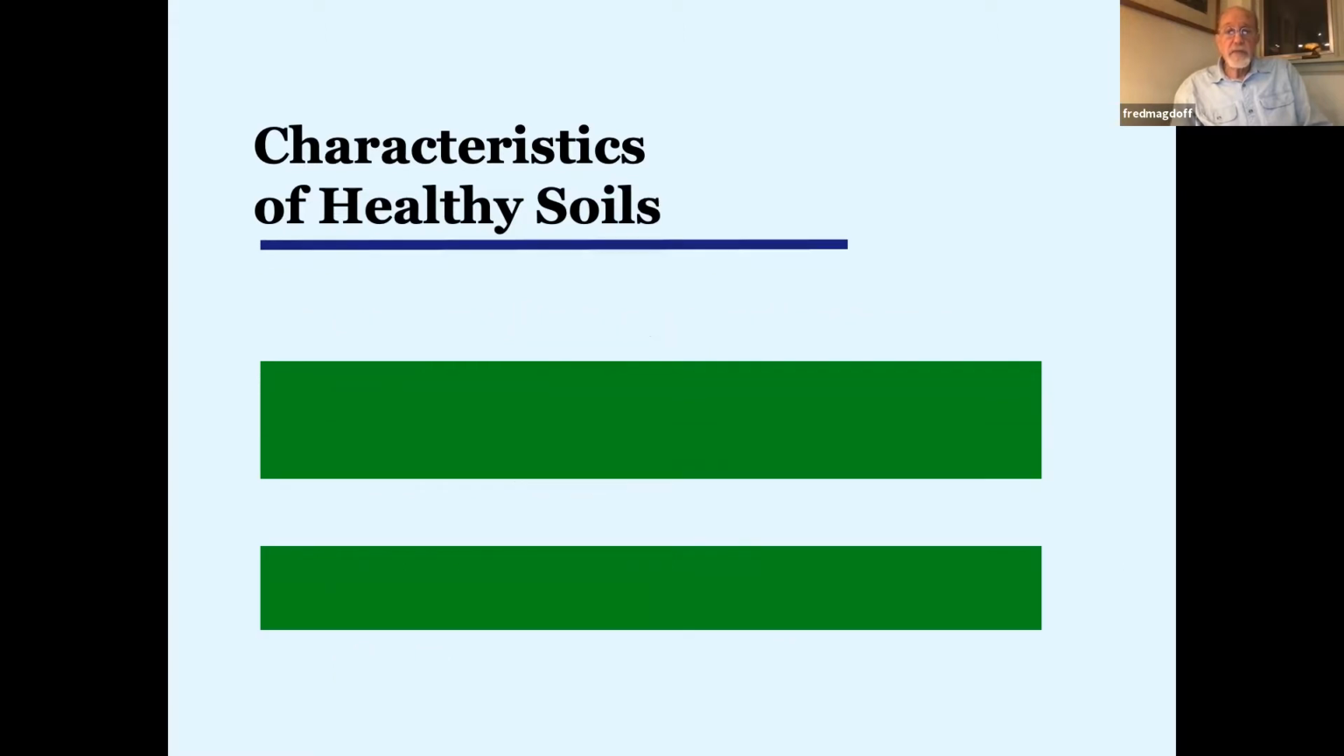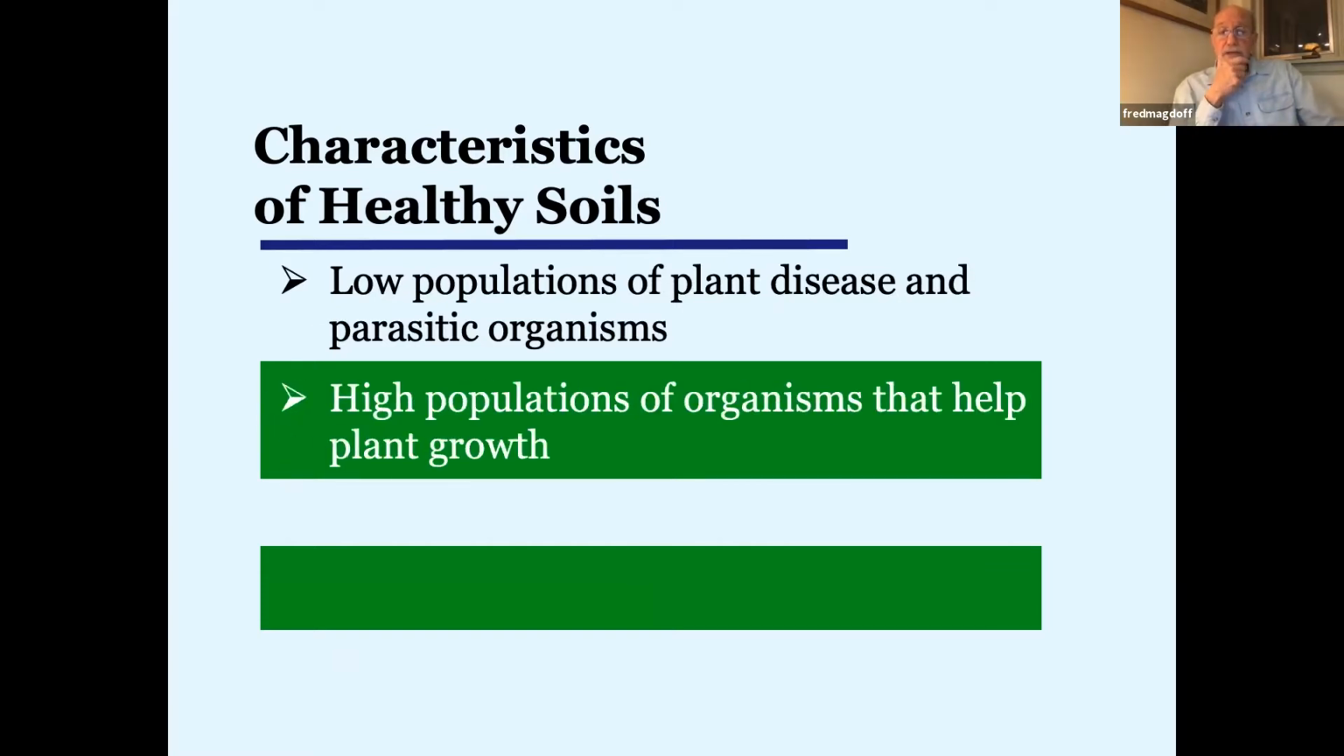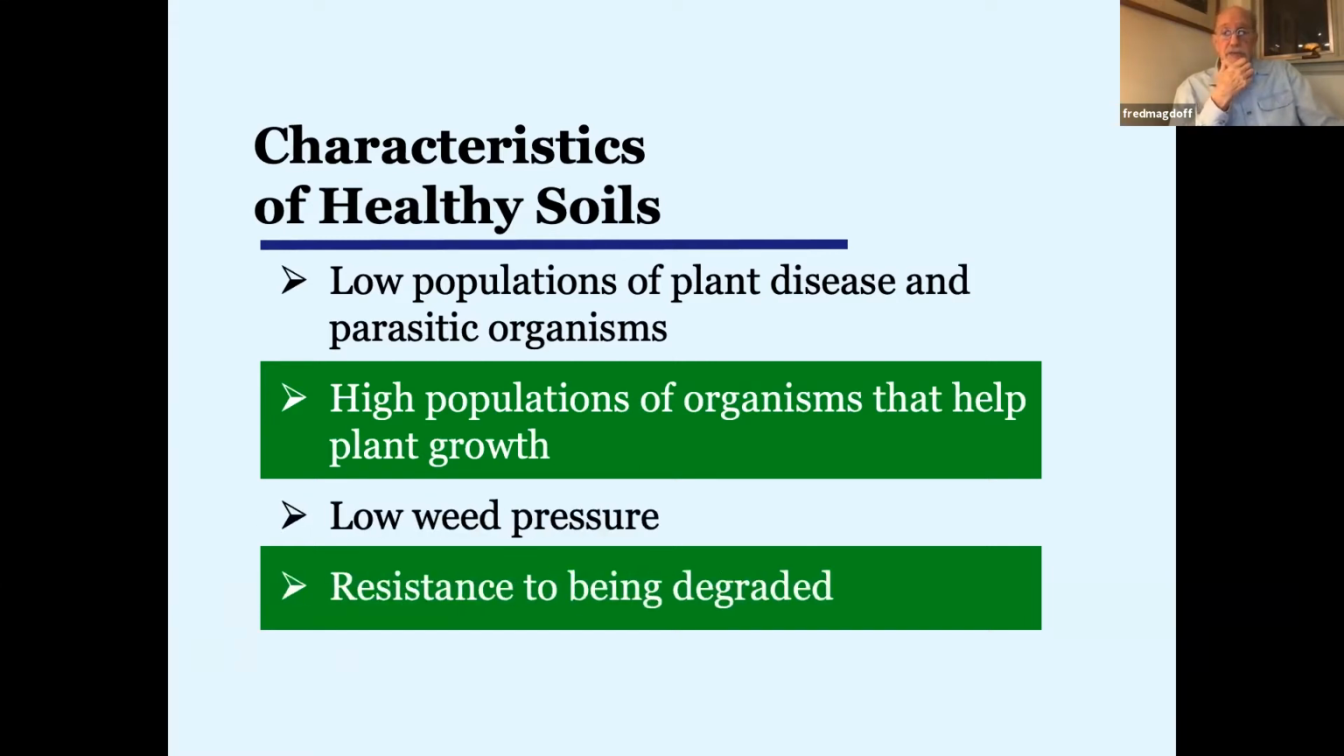We'd like it also to have a low population of plant diseases and parasitic organisms, and high populations of organisms that help plant growth. Next, low weed pressure, obviously. And next, resistance to being degraded. And the last, if some harm happens, let's say because you've made a mistake, you got on the soil when it was too wet or some other thing, a healthy soil should be resilient. It should be able to bounce back quicker than an unhealthy soil.